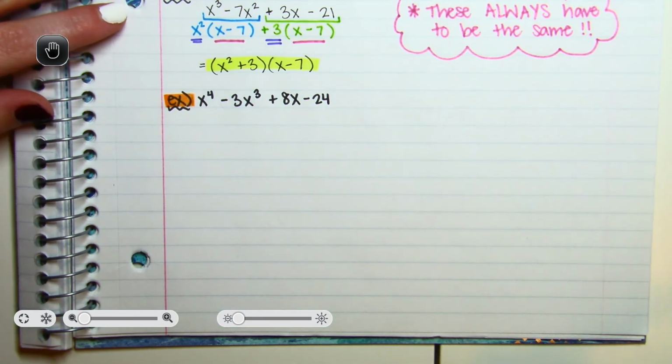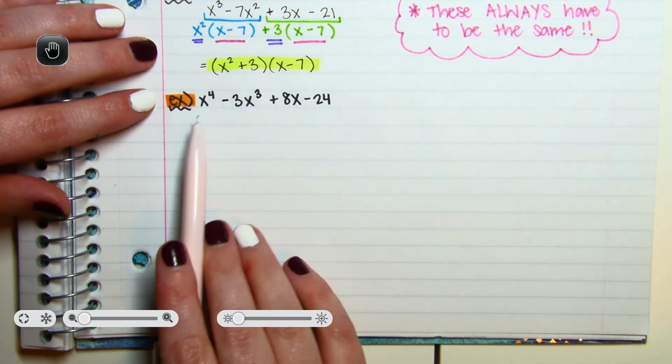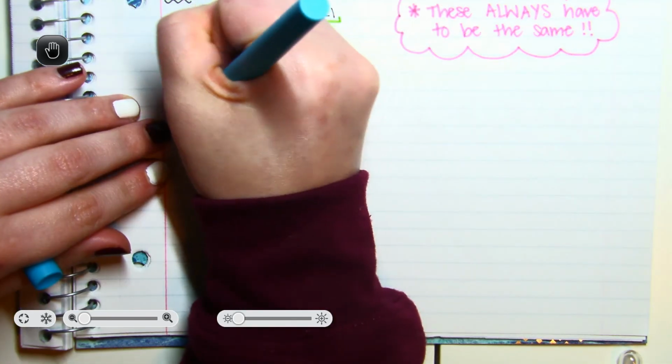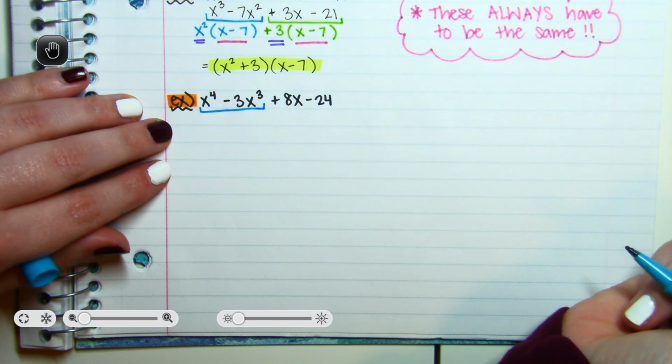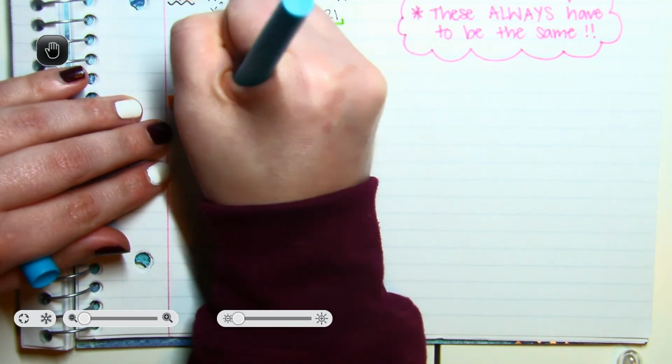Next example, is it in standard form? You should have said yes. They are in order from highest to lowest power. So I'm going to check my first two terms. What's my GCF? You should have said x cubed. And then it leaves us with x minus 3.